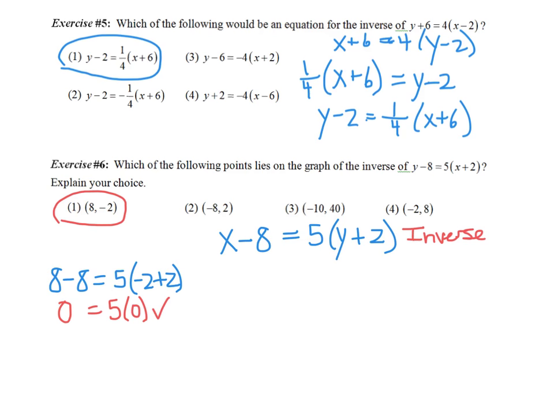If I try any of the other points, for example, let's try negative 8, 2. Negative 8 minus 8 is equal to 5 times 2 plus 2. That doesn't work because I get negative 16 is equal to 5 times 4, which is 20, and that, of course, is not congruent. Trying any of the others, I see that they do not work as well. So the only one that does work in this situation is number 1.